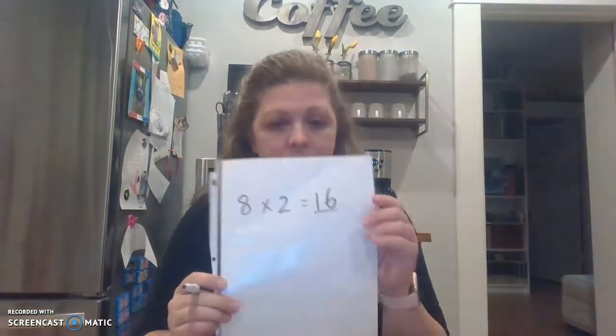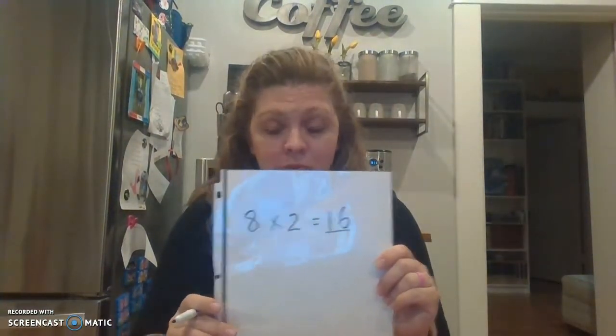So we're going to start here with 2, 4, that's 2, 3, 4, and we're going to come back, 5, 6, 7, 8. So I have landed on what number? Yes, 16, good. So 8 times 2 is 16. Good. Okay, let's try one more.